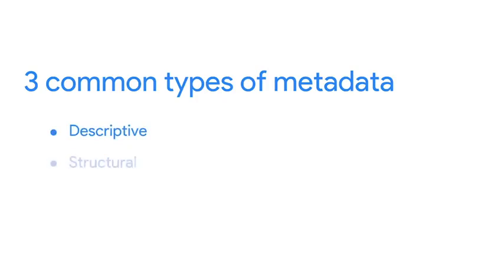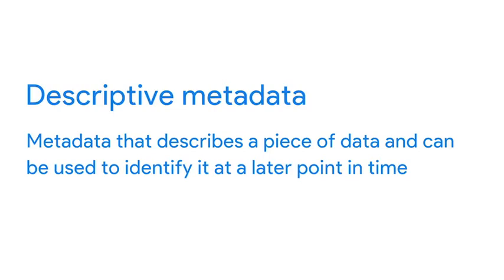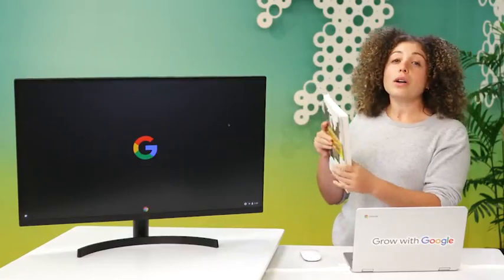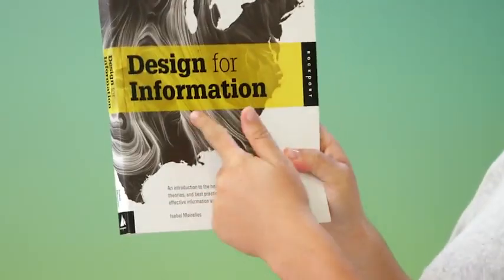As a data analyst, there are 3 common types of metadata that you'll come across: descriptive, structural, and administrative. Descriptive metadata is metadata that describes a piece of data and can be used to identify it at a later point in time. For instance, the descriptive metadata of a book in a library would include the code you see on its spine, known as a Unique International Standard Book Number, also called the ISBN. It would also include the book's author and title.